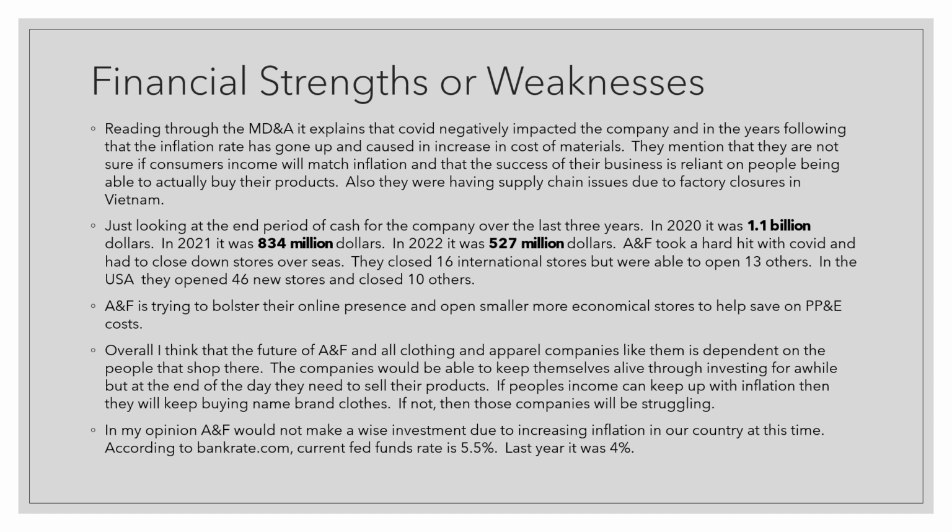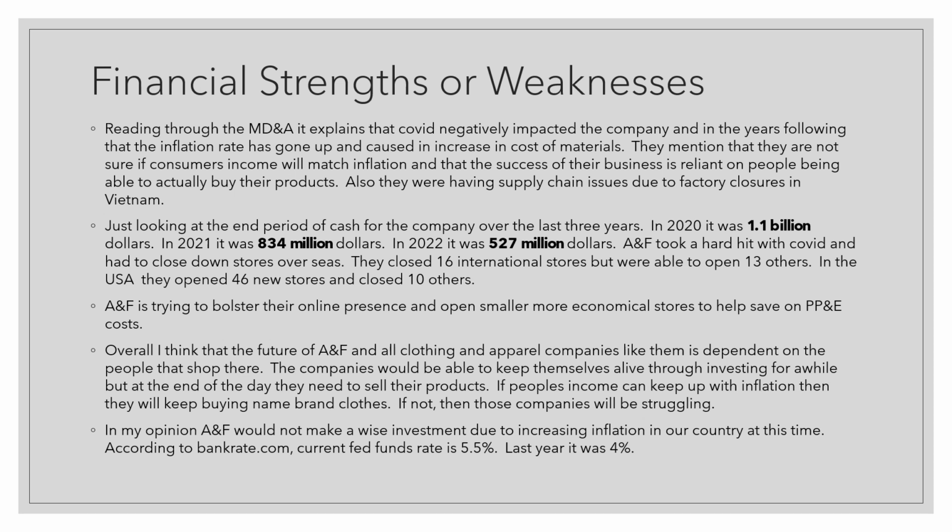Financial strengths and weaknesses for Abercrombie & Fitch. Reading through the MD&A, it explains that COVID negatively impacted the company, and in the years following that, the inflation rate has gone up and caused an increase in cost of materials, like cotton, for instance. They mentioned that they are not sure if consumers' income will match inflation, that the success of their business is reliant on people being able to afford their products. Also, they were having supply chain issues due to factory closures in Vietnam.